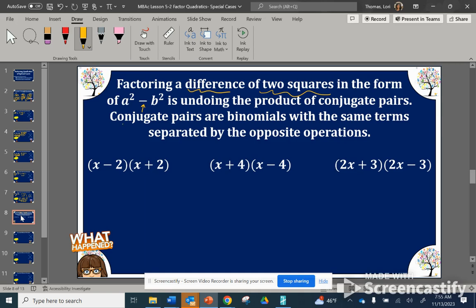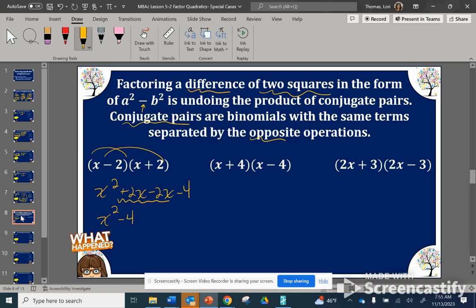And let's talk about what conjugate pairs are. Conjugate pairs are binomials with the same terms, but they have opposite operations. And you can see here three different examples. So when we multiply conjugate pairs, let's see what happens. And now I'm going to multiply by the -2. So you can see these middle terms, these linear terms are going to cancel or add up to 0.